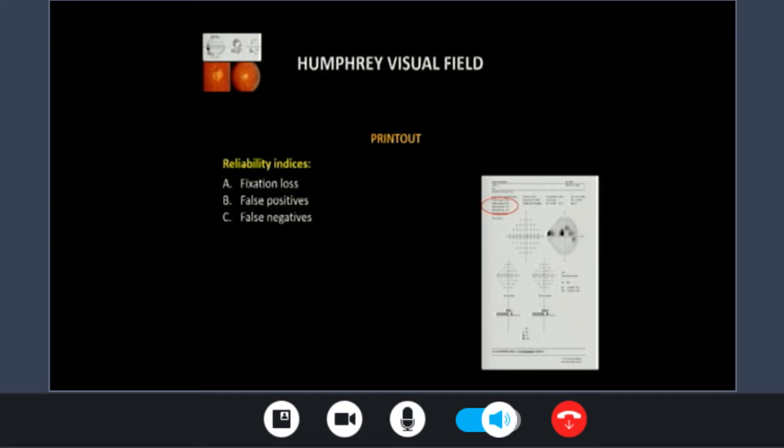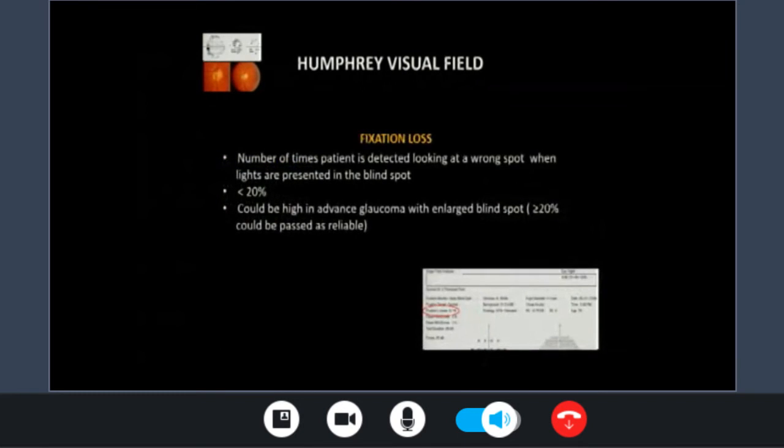And how does it actually map the blind spot? It will send a stimulus toward the optic nerve, right? So every now and then during the test, the machine will send a stimulus to the blind spot, to the optic nerve. If the patient responds to it, what does it mean? It means that the patient is not fixating, right? We can accept a fixation loss up to 20%. More than that, we could question the reliability of the visual field test.